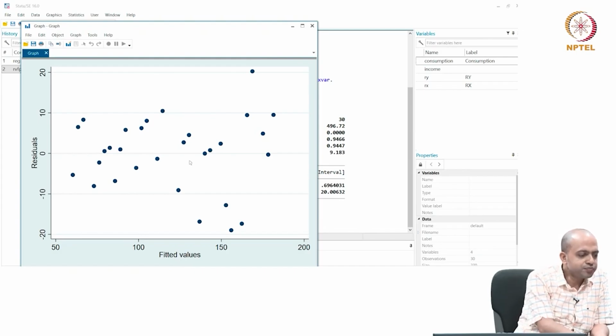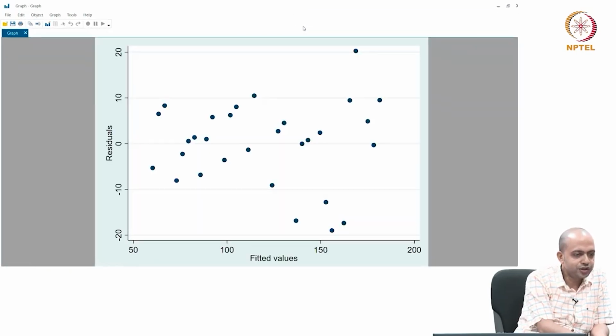And then from this plotting, what you can observe, actually look at this. There is no clear pattern, but we can say that it is not constant. See, this is the 0 line. I can say that there is some kind of increase in the error variance, though it is not very clear.